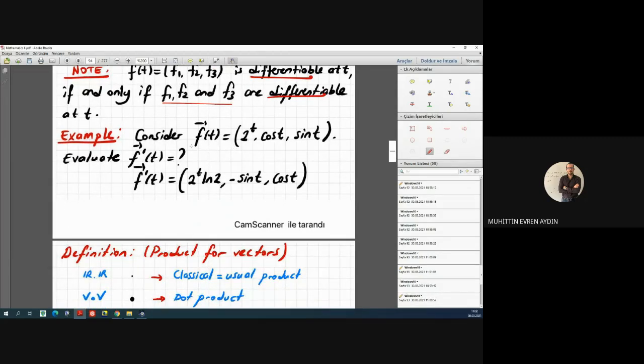Okay. For this vector valued function, let's find the derivative. Yes, we have to take the derivatives of the components, which is similar, as you can see.